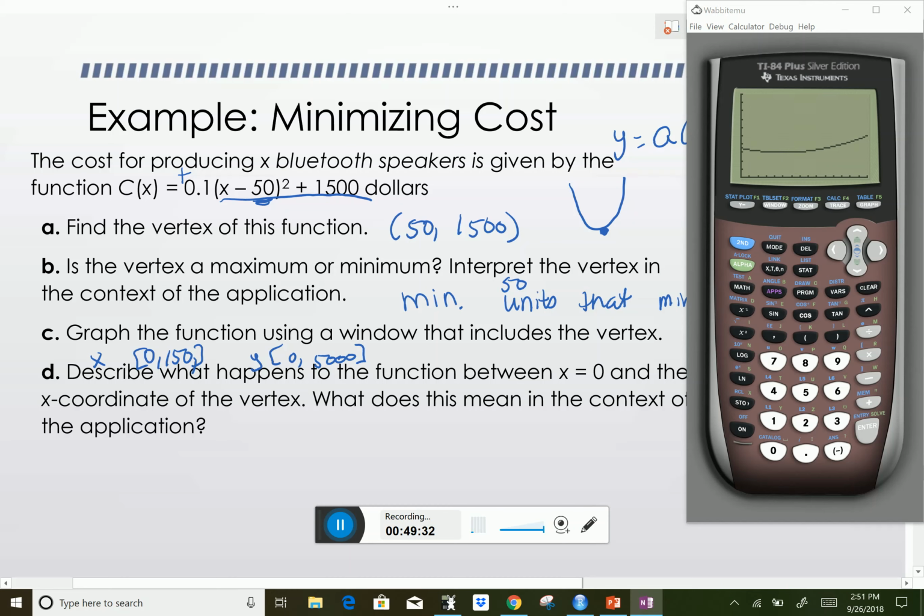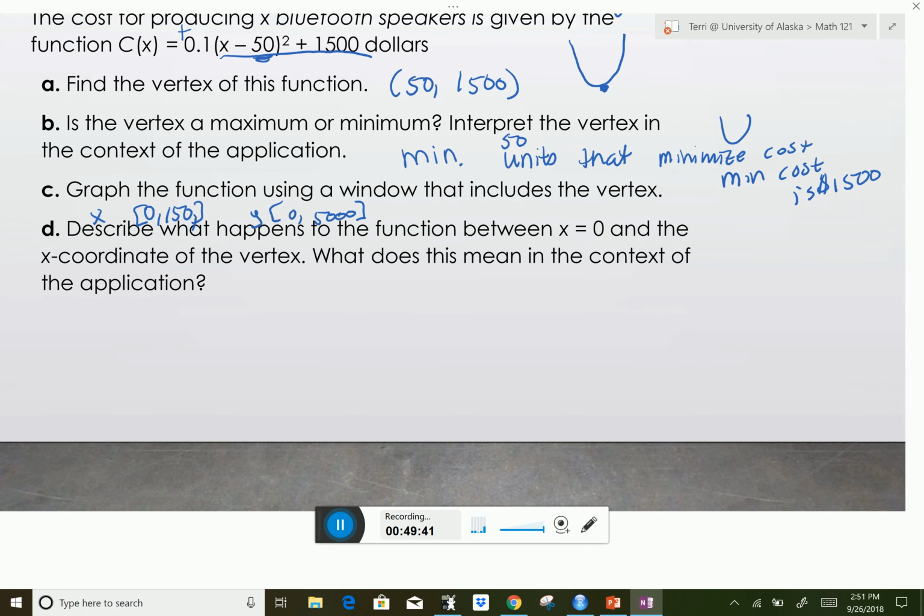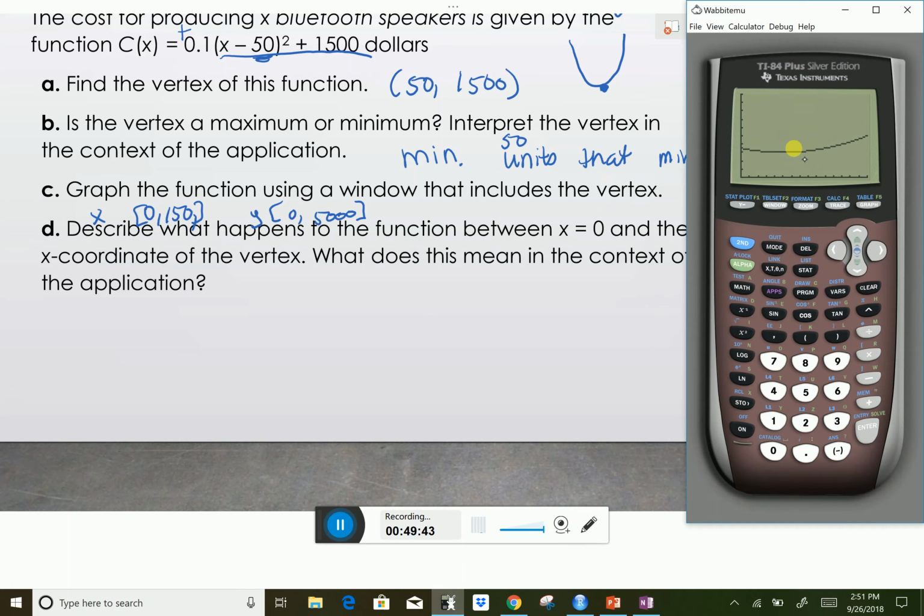It says, describe what happens to the function between x equals 0 and the x coordinate of the vertex. So between x equals 0 and our x coordinate, let's just grab our vertex real quick. Number 3. So left bound, see, I know where the vertex is, so I know to go just below 50.